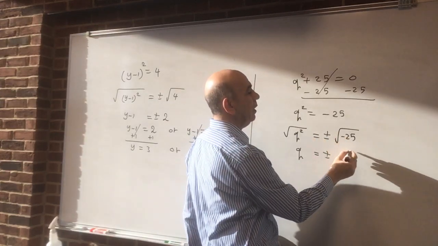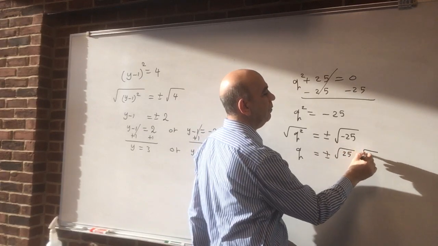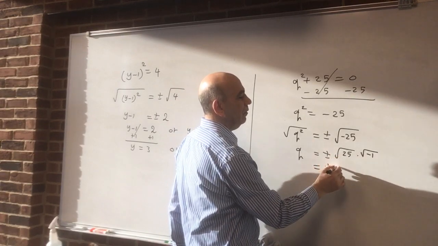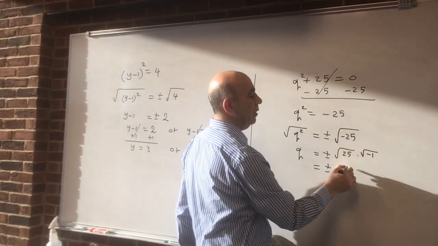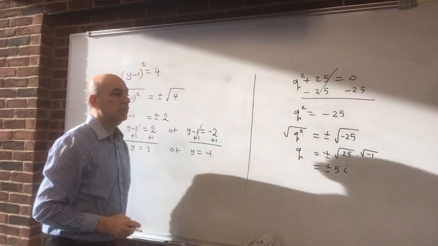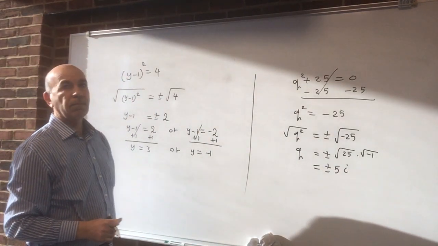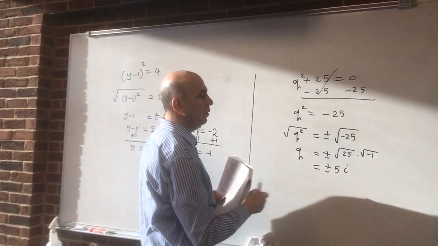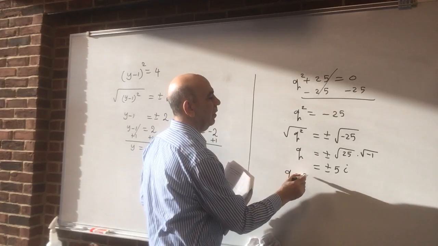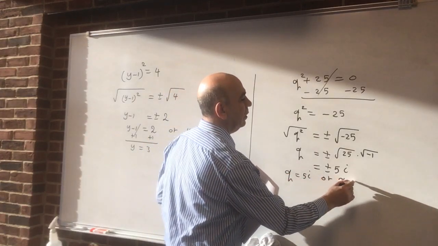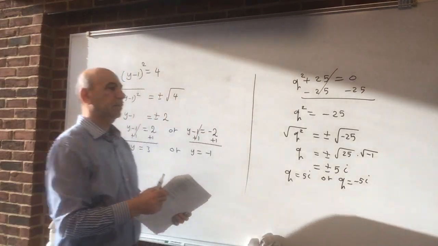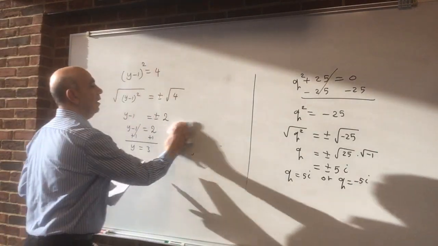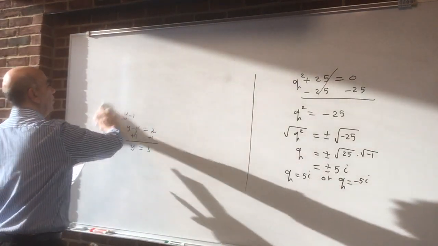So this radical we can rewrite as the square root of 25 times negative 1. The square root of 25 is 5. The square root of negative 1 is i. So the solution here is q equal 5i or q equal negative 5i. Another method to solve a quadratic equation is by completing the square.